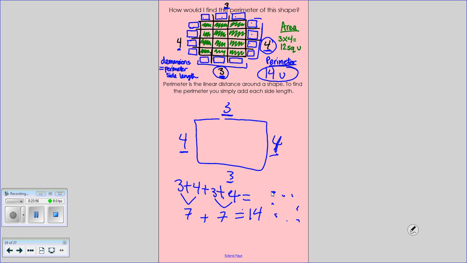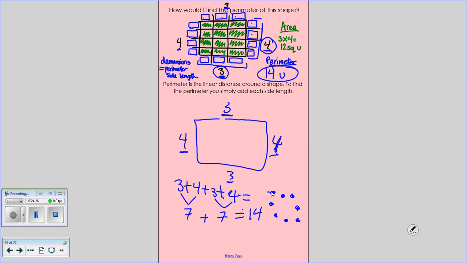If perimeter is related to area, then why can't you do multiplication? I literally just said that. Somebody tell me why you can't do multiplication. Cheyenne? You can't do multiplication because it's not an array. These dots all around the outside with nothing on the inside, it is not an array. So if it is not an array, you can't do multiplication.